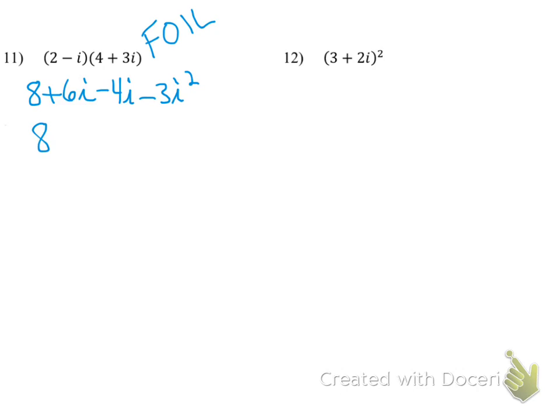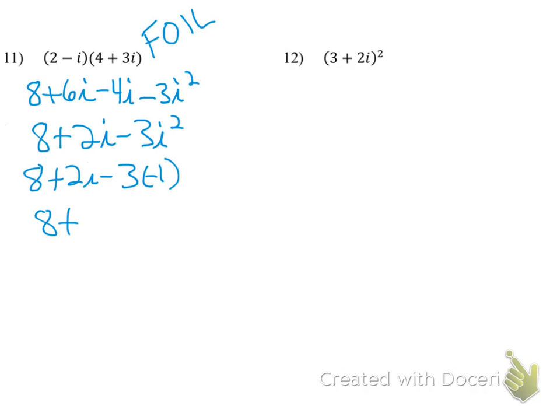So combine your like terms. 8 plus 2i, and then this minus 3i squared. Remember, 3i squared can be simplified. i squared is the same thing as -1. So really what we have here is 8 plus 2i minus 3 times a -1. I'm writing it out step by step. You can bypass some of these parts here, but in the end, you're going to end up being able to add your 8 plus 3. So we get 11 plus 2i, overall answer, only FOIL.